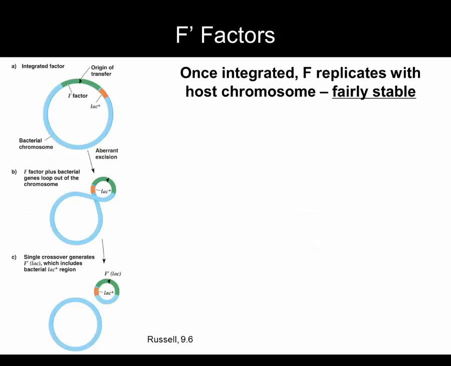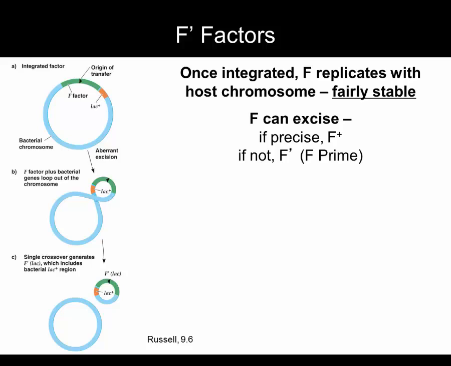Finally, there's one more really important aspect of conjugation that we need to address: the F prime factor. When the F factor is integrated into the chromosome, it is fairly stable, but it can spontaneously excise. Again, this is due to crossing over. Sometimes the excision is precise, and just the original F factor is excised, resulting in a simple F plus cell. But sometimes the excision isn't precise. Sometimes a portion of the E. coli chromosome is excised along with the F factor.